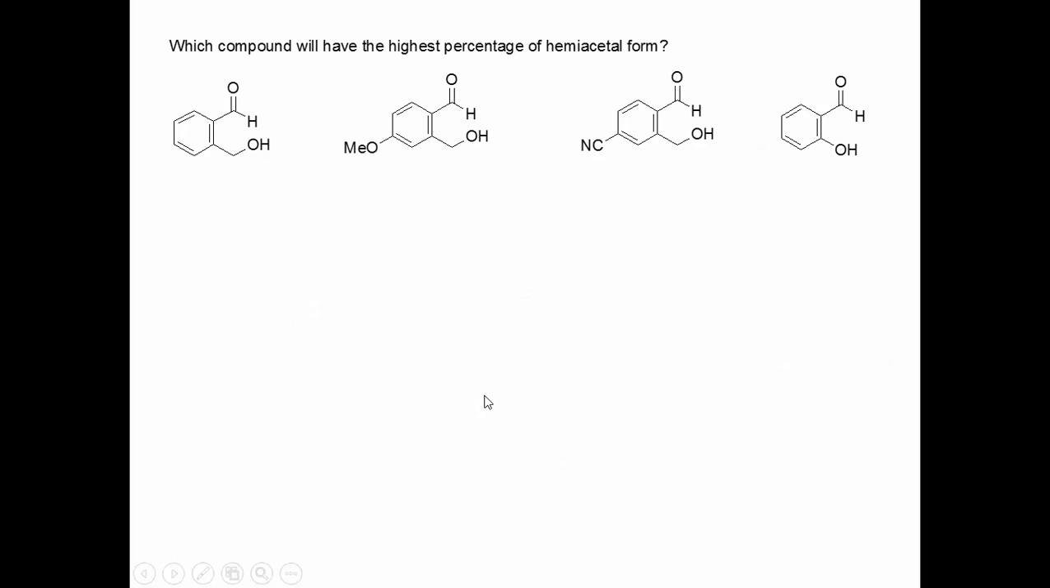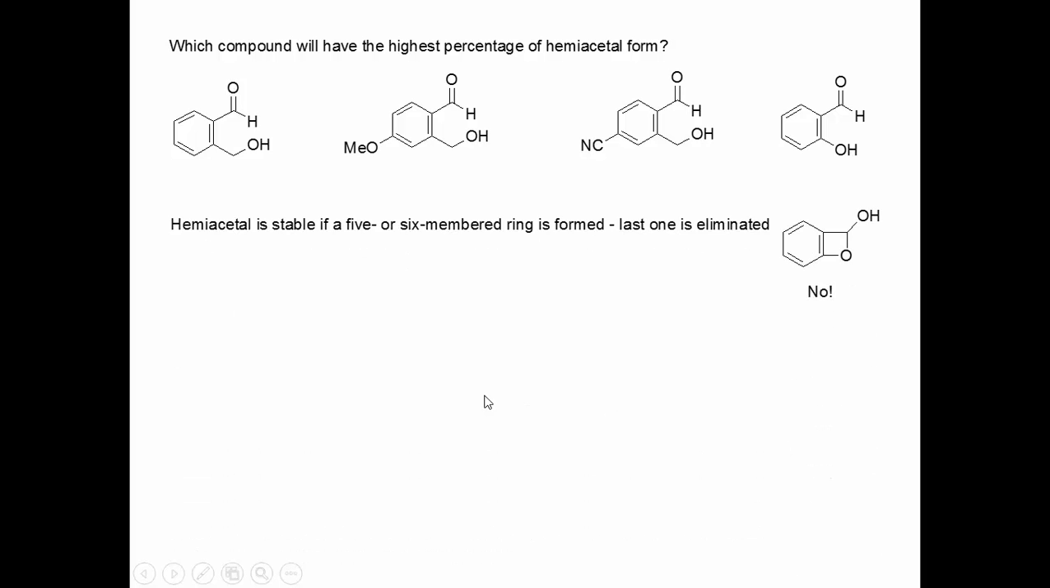Okay, so let's answer this question here. Which compound is going to have the highest percentage of hemiacetal form at equilibrium? What are our considerations here? The hemiacetal is only going to be stable if it makes a 5 or a 6-membered ring, so we can eliminate this last one. In this last case, if this oxygen attacked like so, we would get a compound that has a 4-membered ring, and this is not going to be very favorable. Remember, 4-membered rings also have a lot of angle strain.